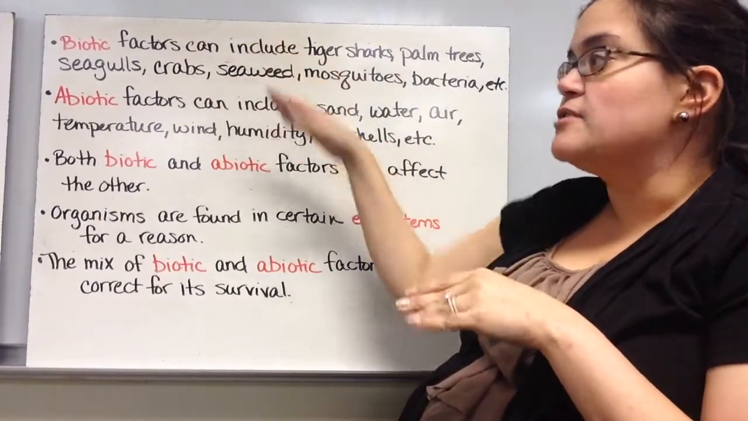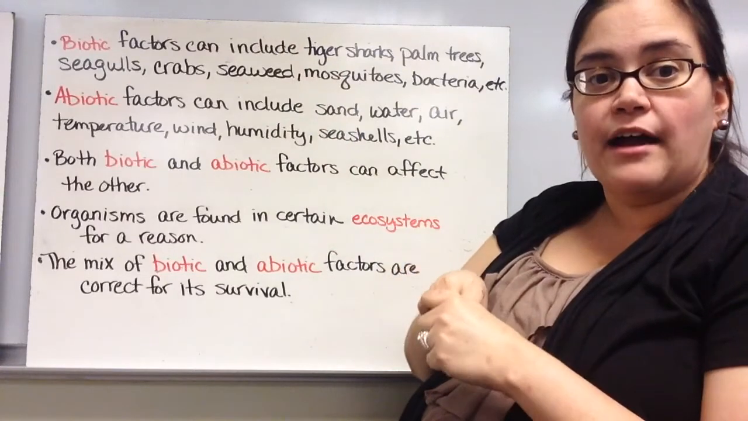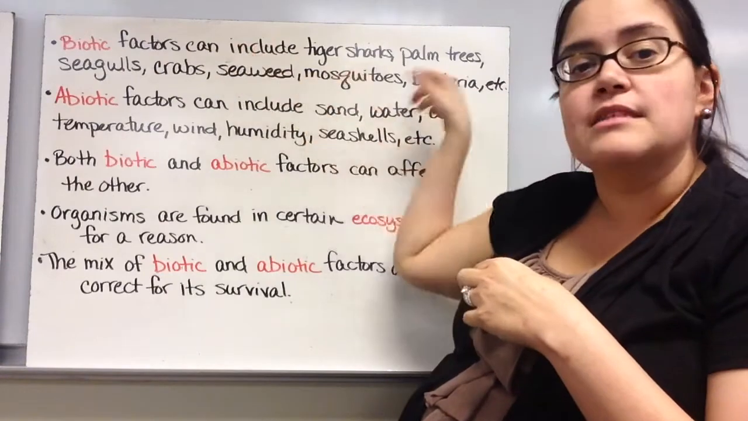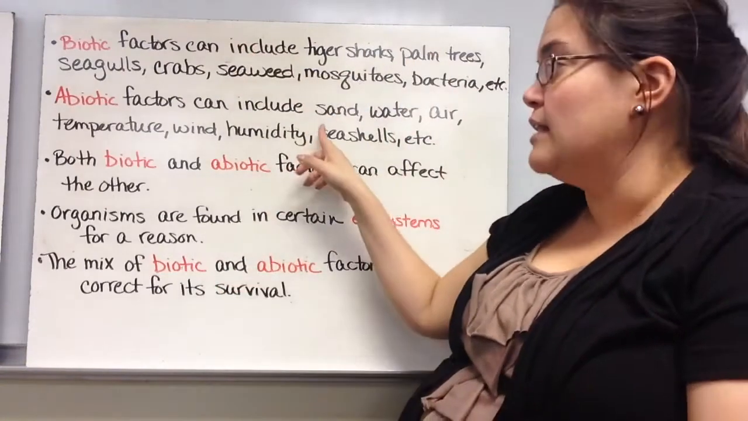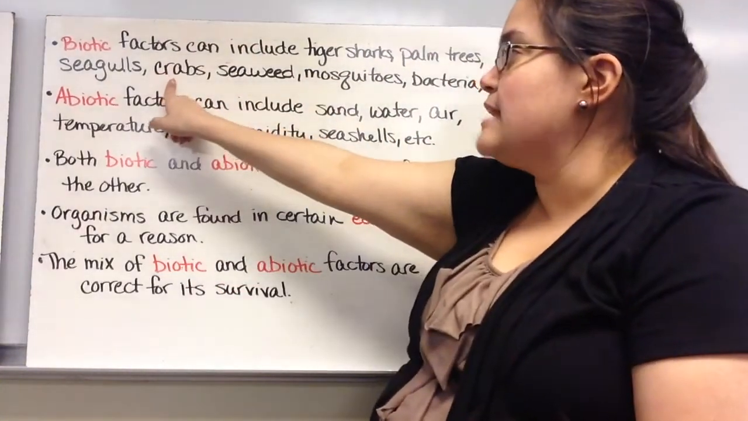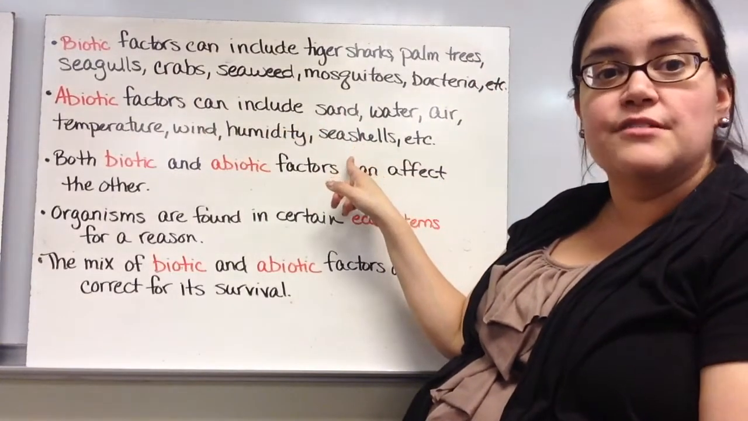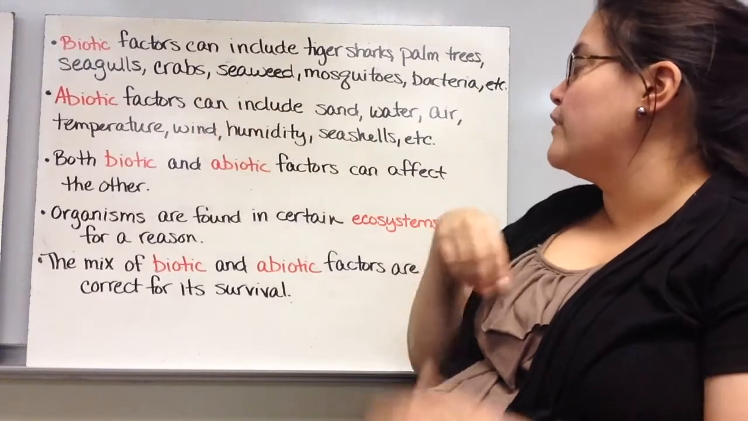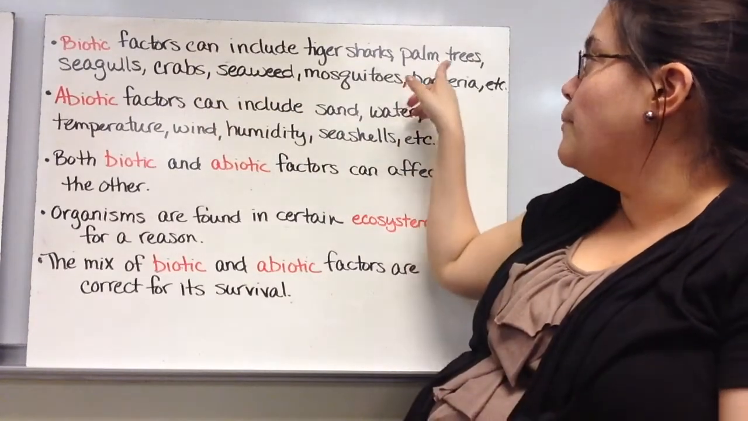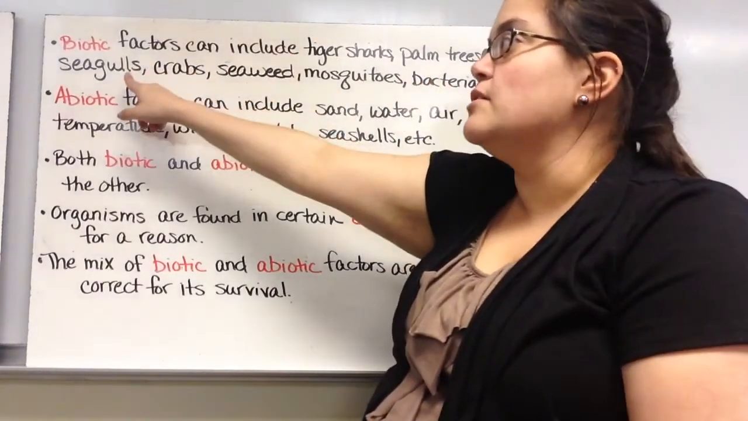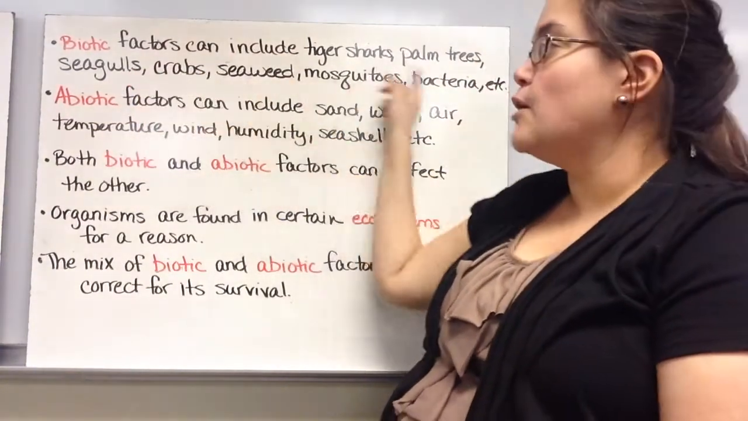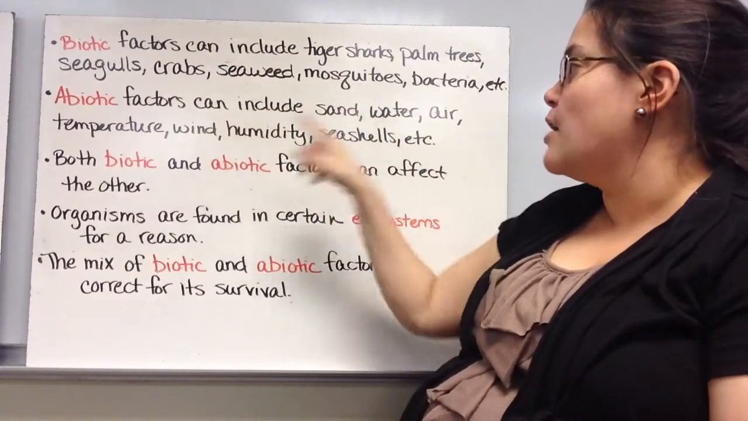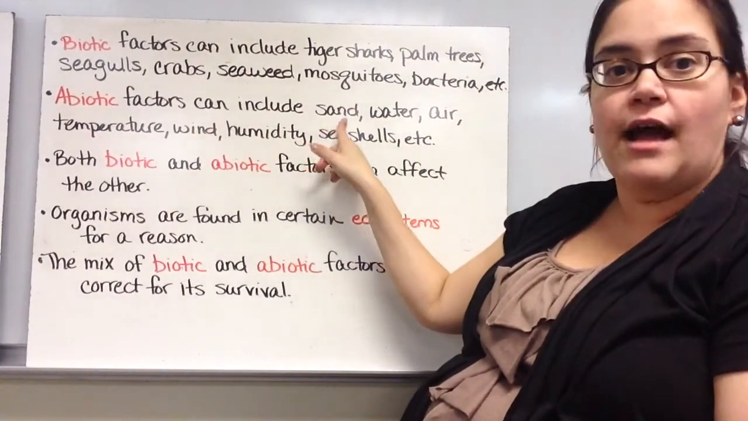The biotic factors can also affect the abiotic factors. It's a little harder to understand this part. The living parts of an ecosystem can have an effect on the non-living parts. So the crabs, definitely, they pick up the seashells, they use them for their homes, they move them around. So the seashells are affected by the crab's behavior. The palm trees give the seagulls a place to hang out. So the living factors can also affect each other, as can the abiotic. The wind can blow the sand around.